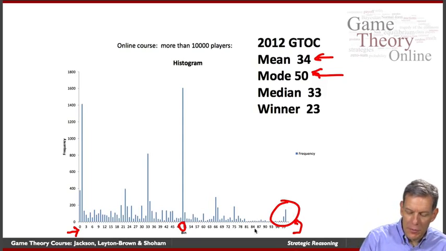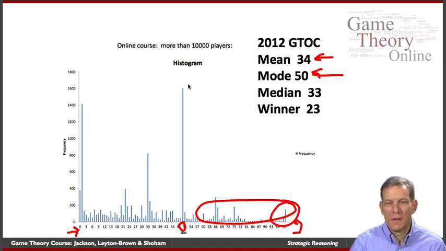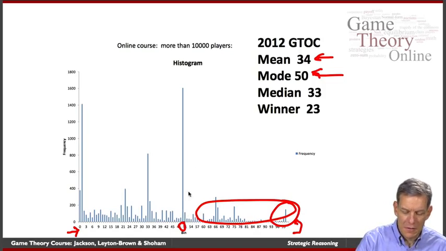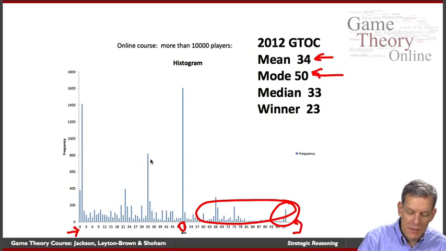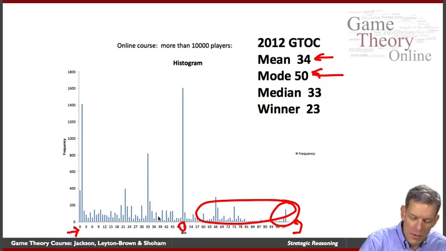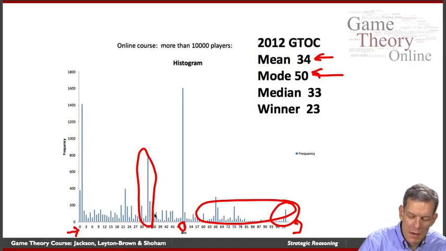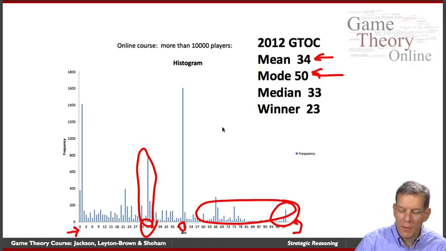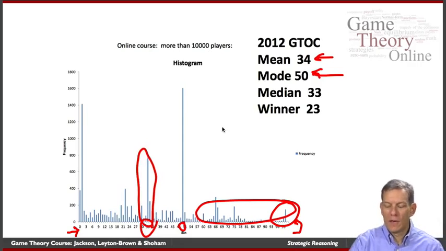So when we look through this, what we end up with is some people naming high numbers, but very few people. Then we end up with some interesting spikes. A bunch of people just named 50. Not clear exactly what the reasoning is on 50. Interestingly, if you think that a bunch of people are going to do that, you might want to name 2/3 of 50. Well, there's a big spike here at 33, where a bunch of people believed that other people were going to name 50.